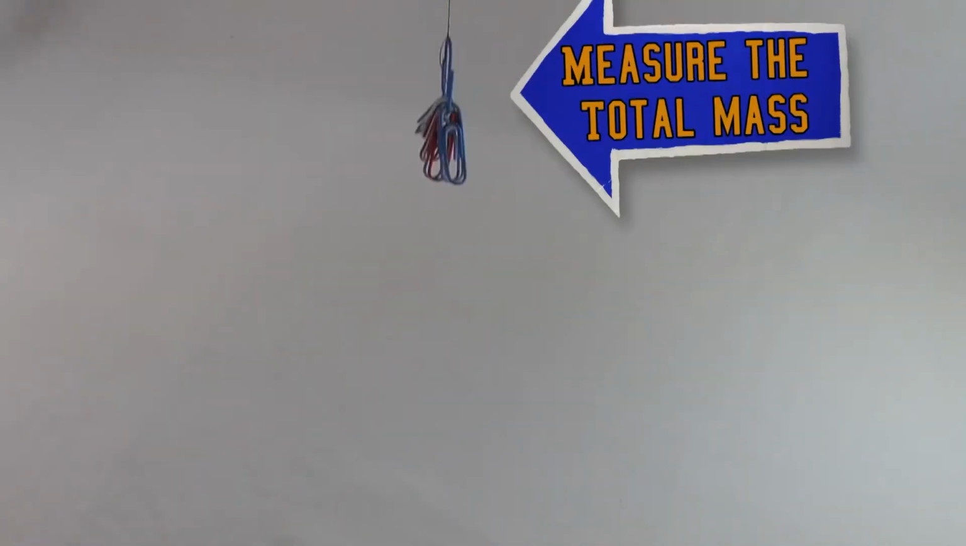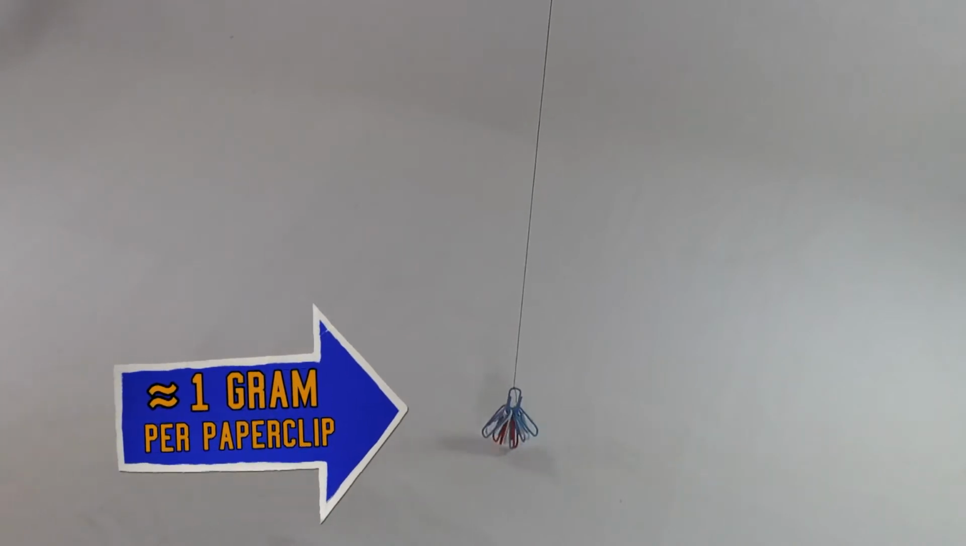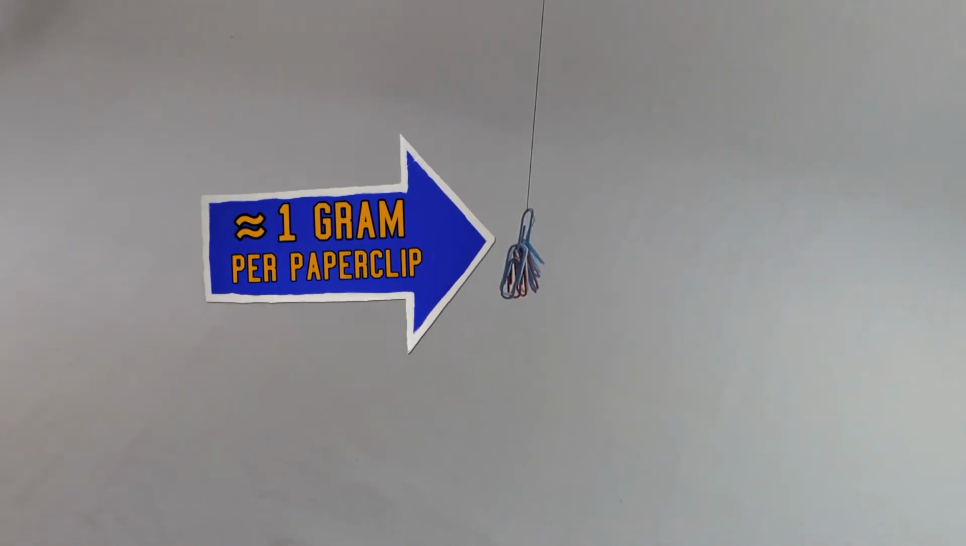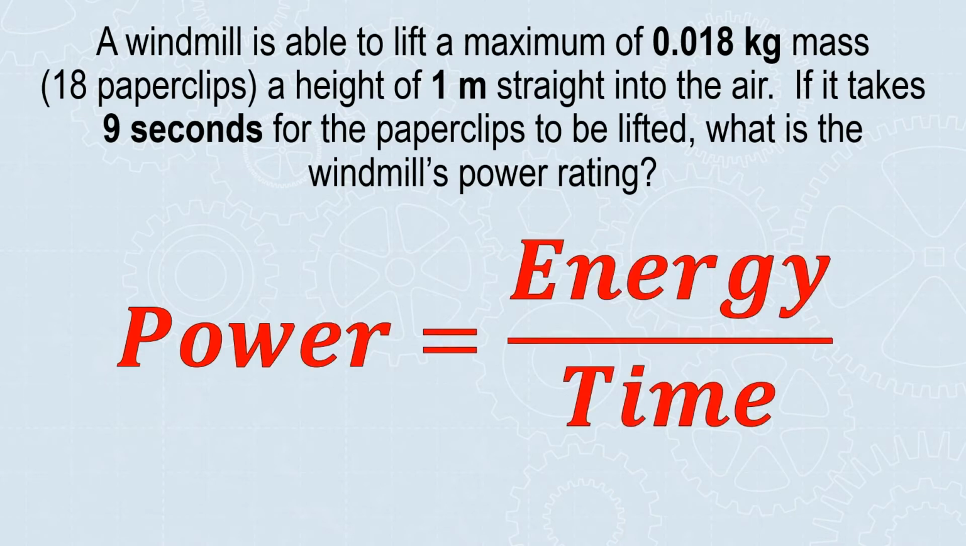You can measure the total mass using a scale at home or assume that each paperclip has a mass of 0.001 kilograms. Now that you've tested and collected data, it's time to calculate the power rating of your windmill. Let's pretend a windmill is able to lift a maximum of 0.018 kilograms to a height of 1 meter straight up in the air. If it takes 9 seconds for the paper clips to be lifted, what is the windmill's power rating? It's asking you to calculate power, so you might jump straight into the power equation.